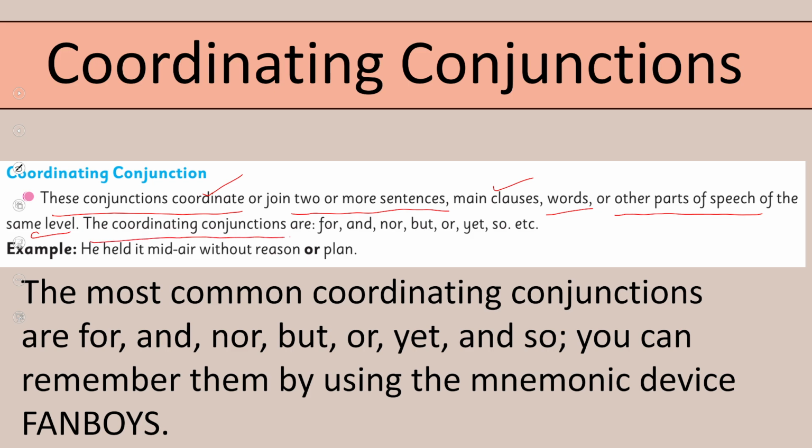The coordinating conjunctions are for, and, nor, but, or, yet, so. So, you can memorize these coordinating conjunctions with the mnemonic FANBOYS. Fan, F-A-N, fan, B-O-Y-S. So for, and, nor, but, or, yet, so will become FANBOYS, and you can easily recognize and remember all these different coordinating conjunctions.